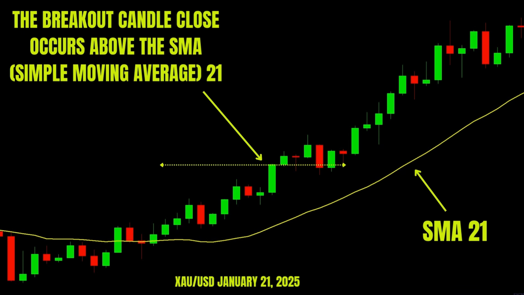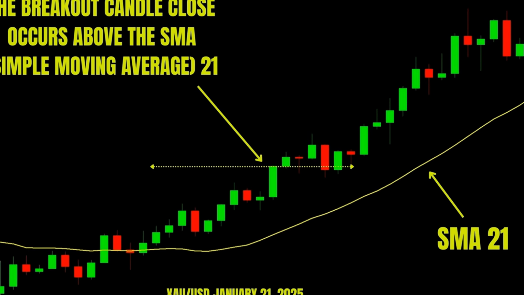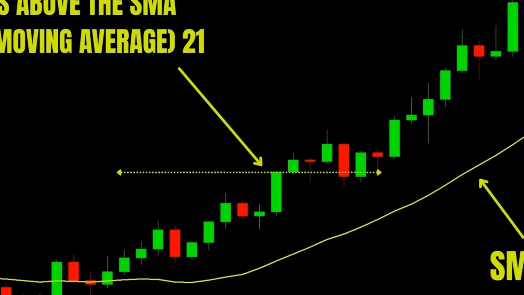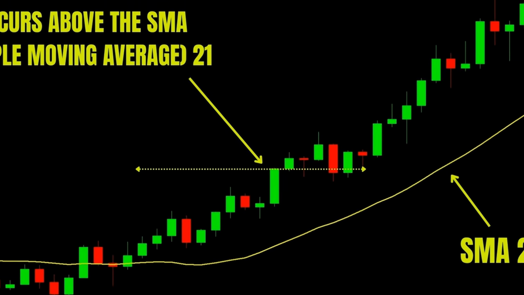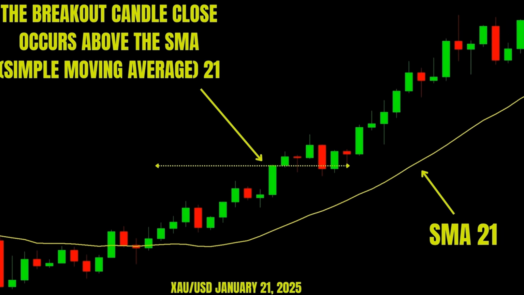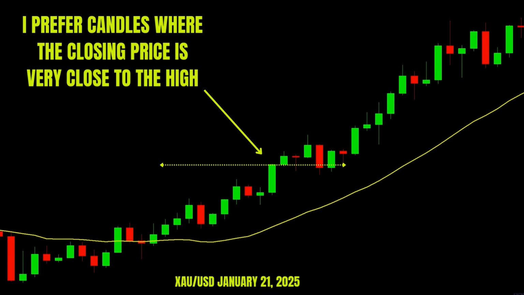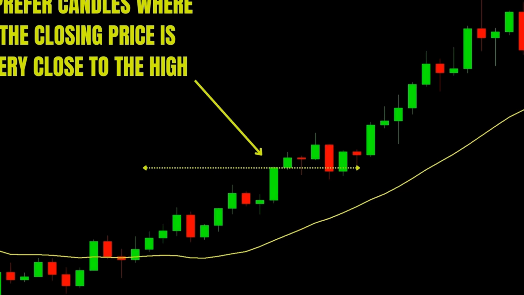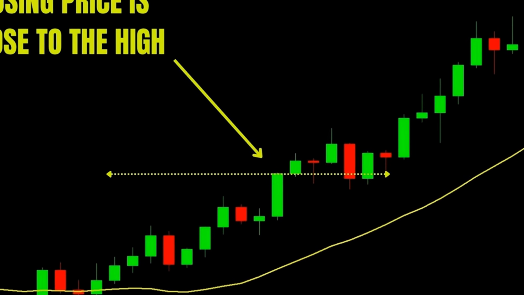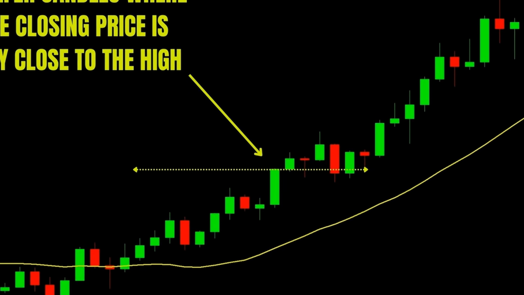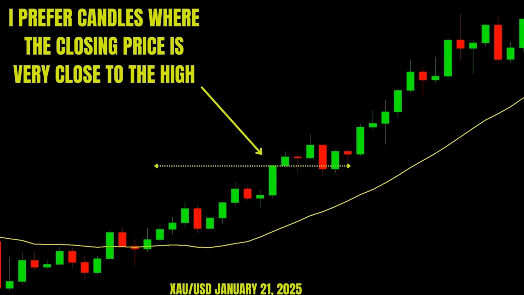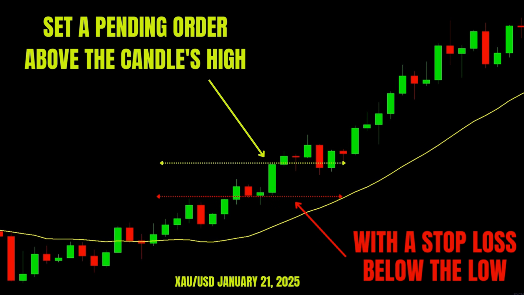This validates the strength of the breakout and suggests the resistance is cleared. Rule number 2 is our trend filter. The candle must also close above the simple moving average 21. If the price is trading above the SMA 21, we confirm the market is in a bullish environment, giving our signal a higher probability of success. Finally, we have an optional but highly recommended filter. I prefer to see the closing price very close to the candle's high. This suggests that buyers maintained momentum until the very end, indicating a true impulse candle and minimizing the risk of a fake out.